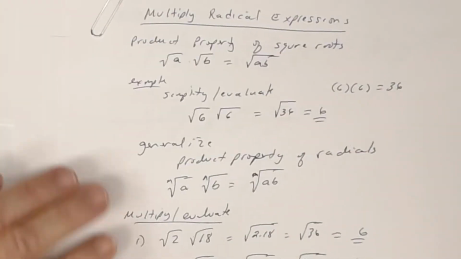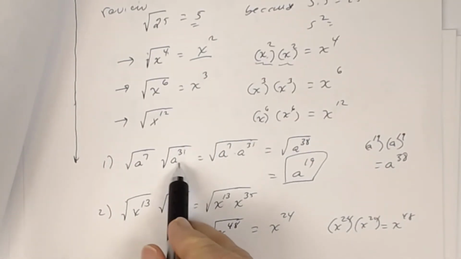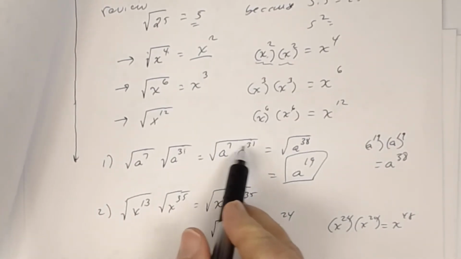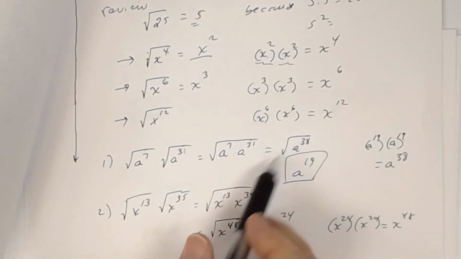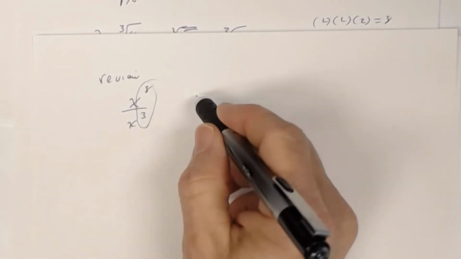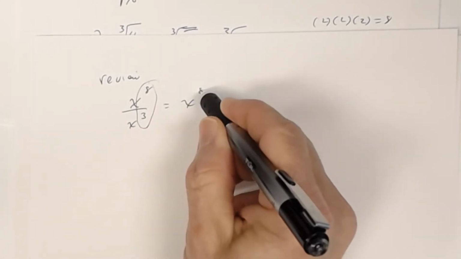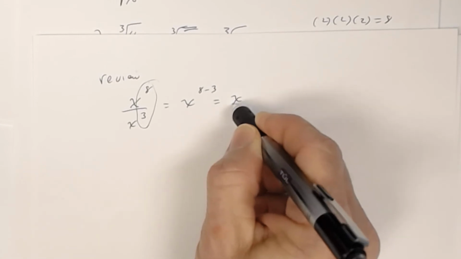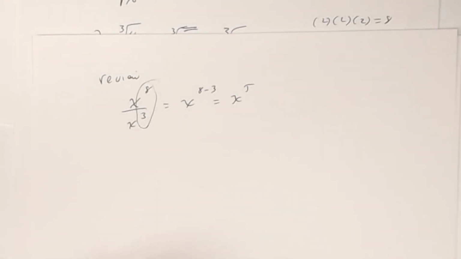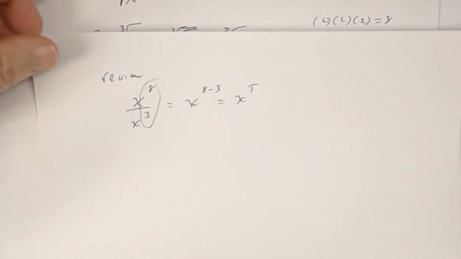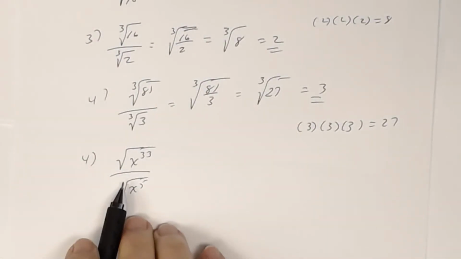Remember in the previous lesson on multiplication, we discussed that when you multiply like bases, you add exponents. So that's why we said 7 plus 31 is 38. When you divide like bases, remember you subtract exponents. So that'll be x to the 8 minus 3, which is x to the 5th power. I just wanted to remind you about this because you're going to use this now. Okay, so let's look at number 4 now.